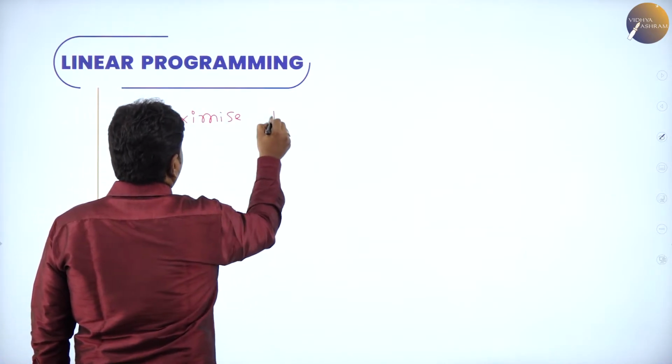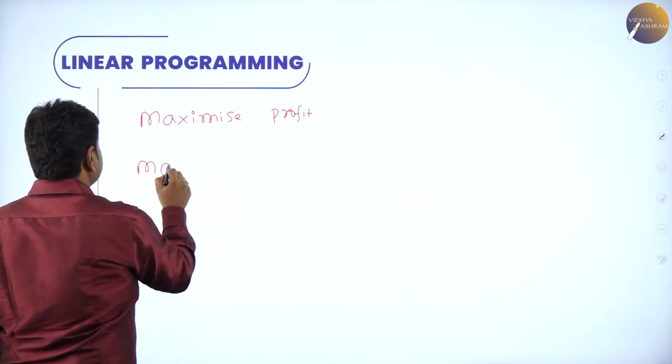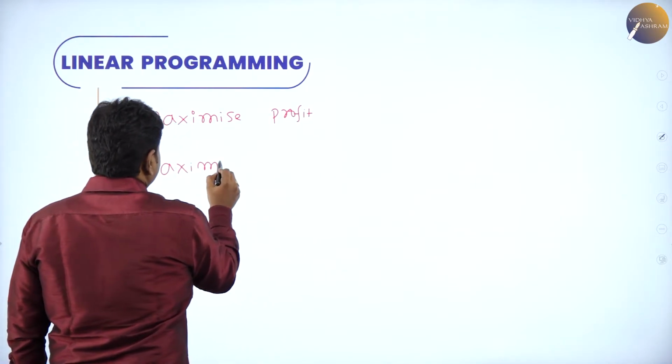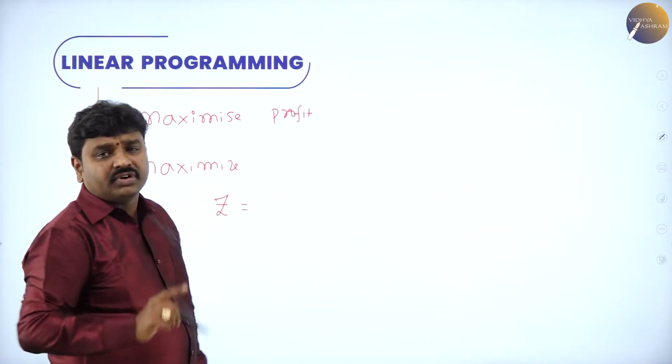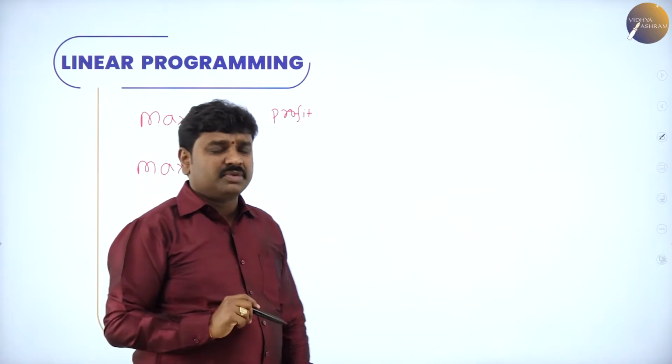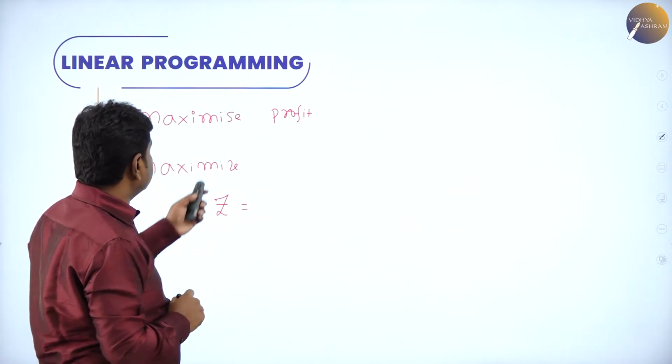Maximize profit, because they want you to maximize the profit. So maximize Z is equal to... All of you know, an objective function means what? A function which we need to maximize or minimize. First we'll write the objective function. I need to maximize the profit.